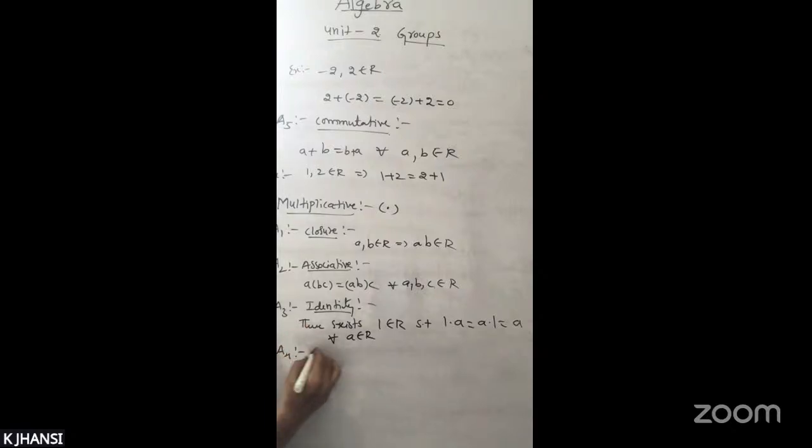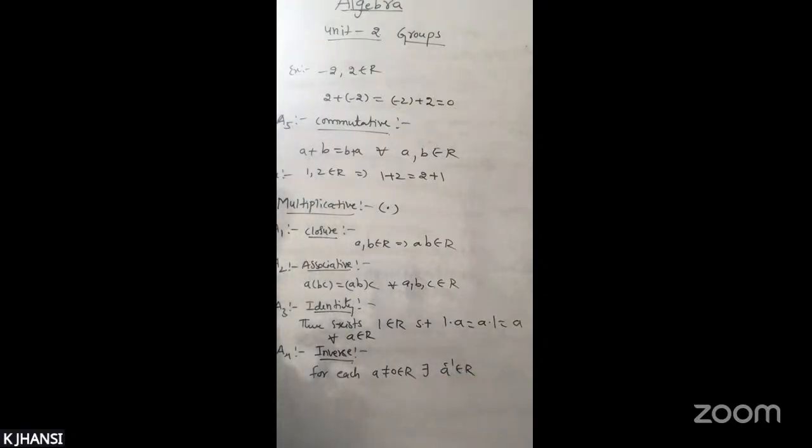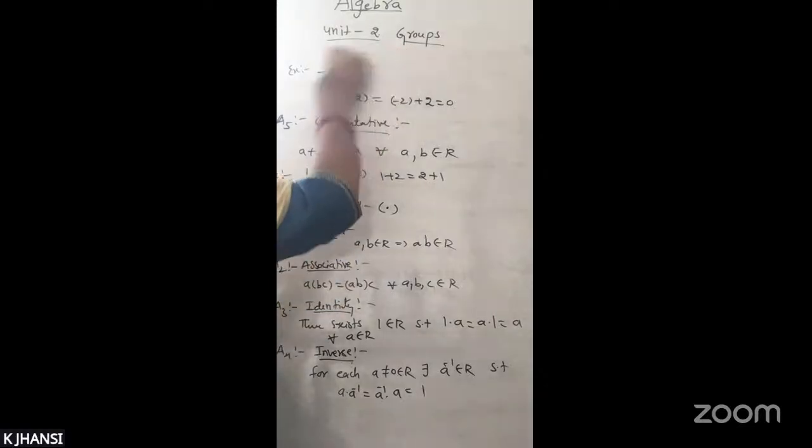Next, A4, we have the inverse property. So the inverse property is for each A not equal to 0 belongs to R. So whatever A is there, that value is not equal to 0, which belongs to real numbers. There exists A inverse belongs to R such that A into A inverse is equal to A inverse into A is equal to 1. This is the inverse property. A inverse into A is equal to 1. So just a slight difference will be there with respect to addition and also multiplication.